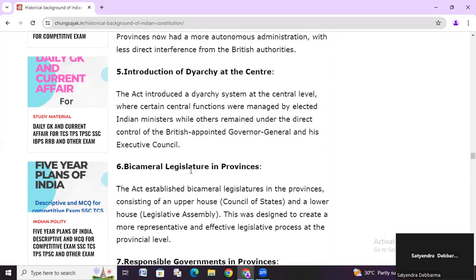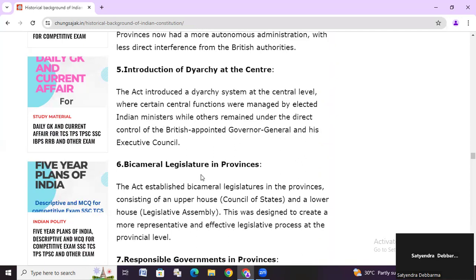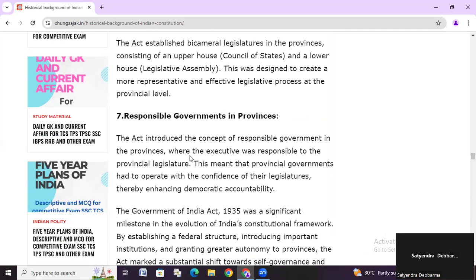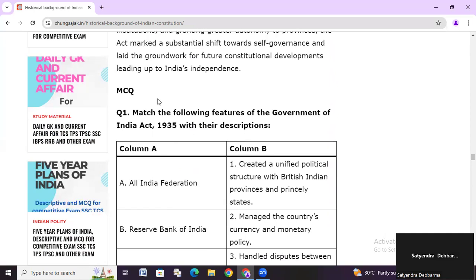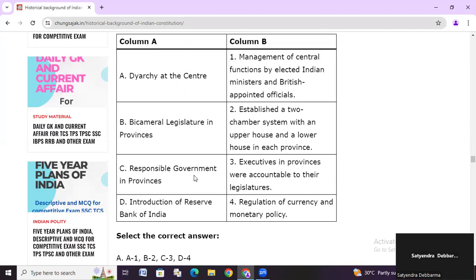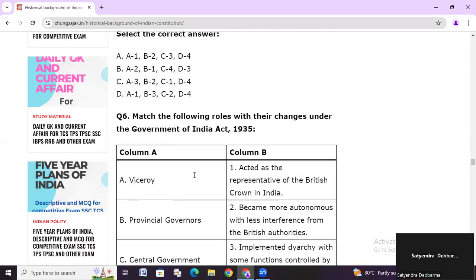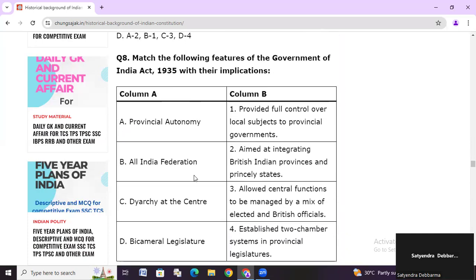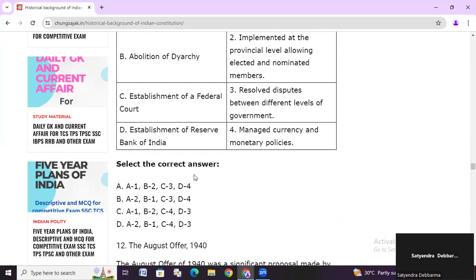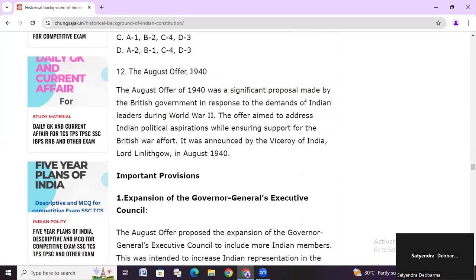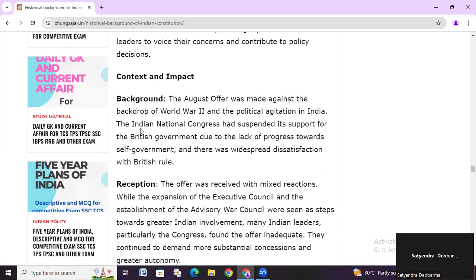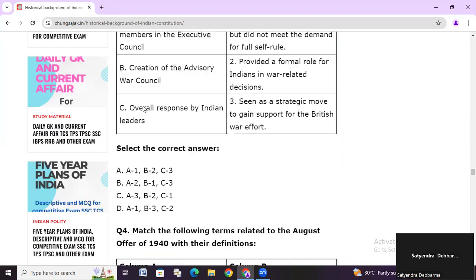Any candidate can understand the concept easily. Explanation and MCQ can be set in memory easily. August Offer of 1940, August 8. Explanation and MCQ.